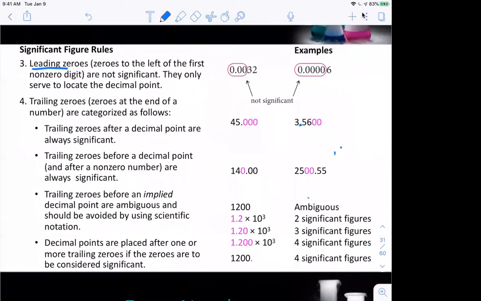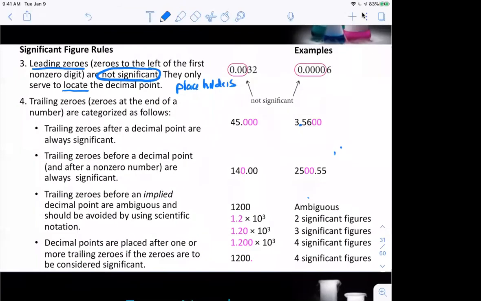Now, leading zeros, the zeros that lead up to the first number in the measurement, the zeros to the left of the first non-zero digit, these are not significant. They only serve to locate the decimal point. So these are more like placeholders.